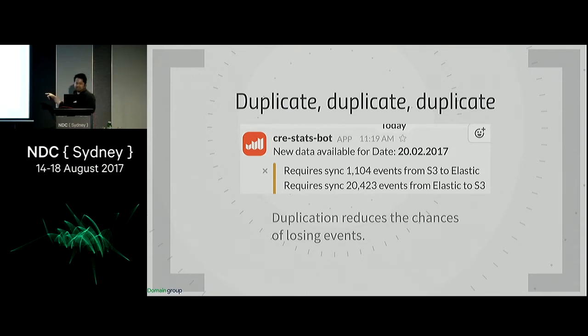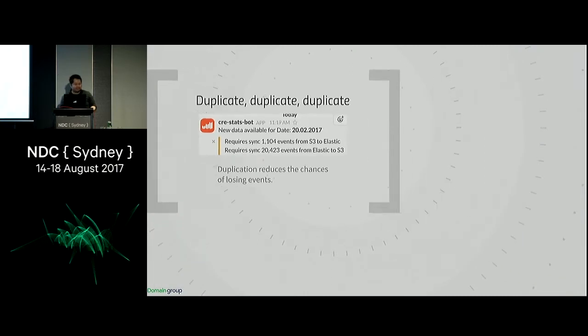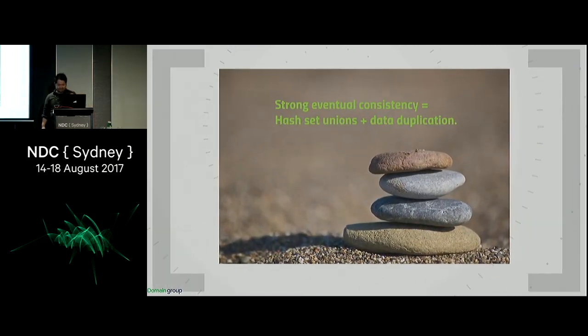So in this case, we have a Slack message where the reconciliation process says, I notice that this amount of events is missing in S3. On the other side, I notice that there's 20,000 events that are missing from Elastic, and that's where we swap. The other bit that is pretty self-evident in this case is that if you want to do strong eventual consistency, but you don't want to delve too deep into the theory, it's basically just hash sets and data duplication. You combine those two principles, and you get your consistency, and order doesn't matter.